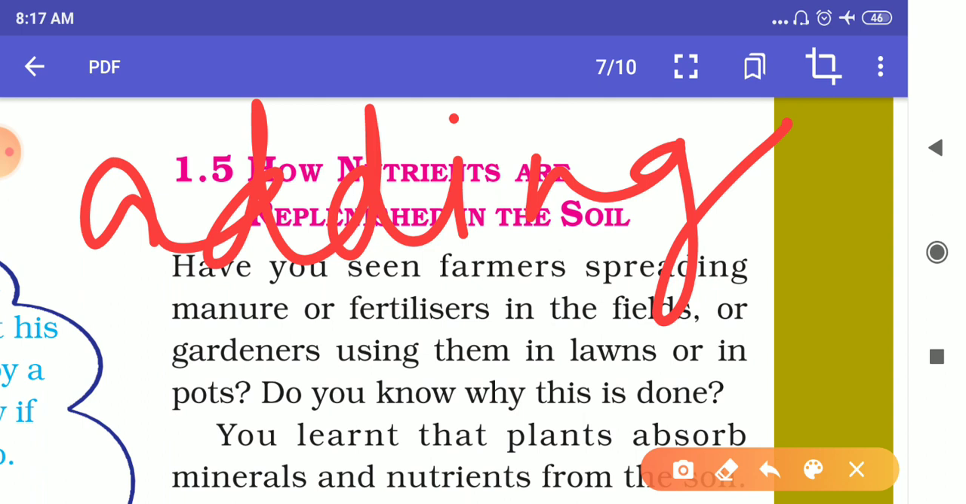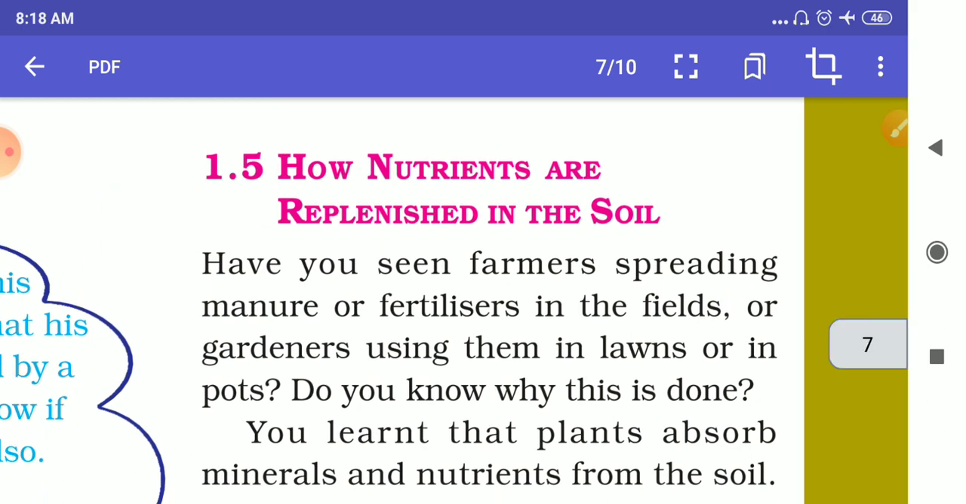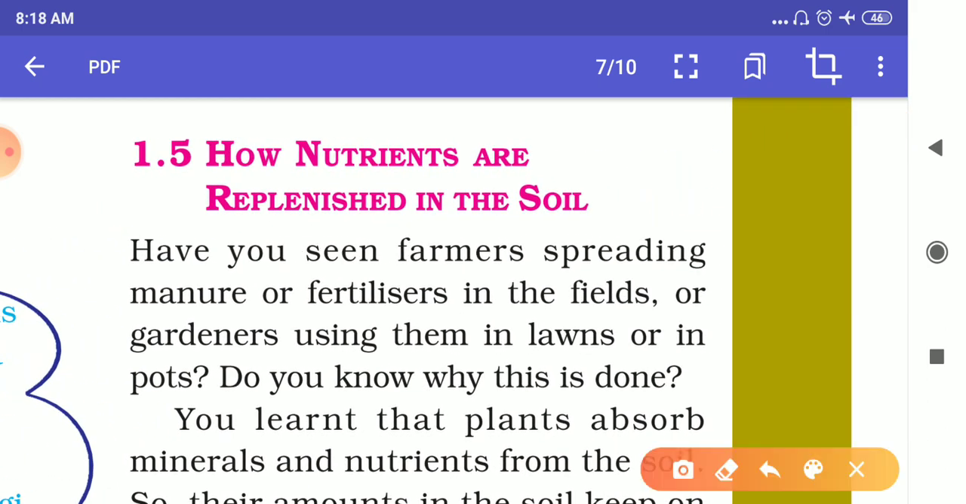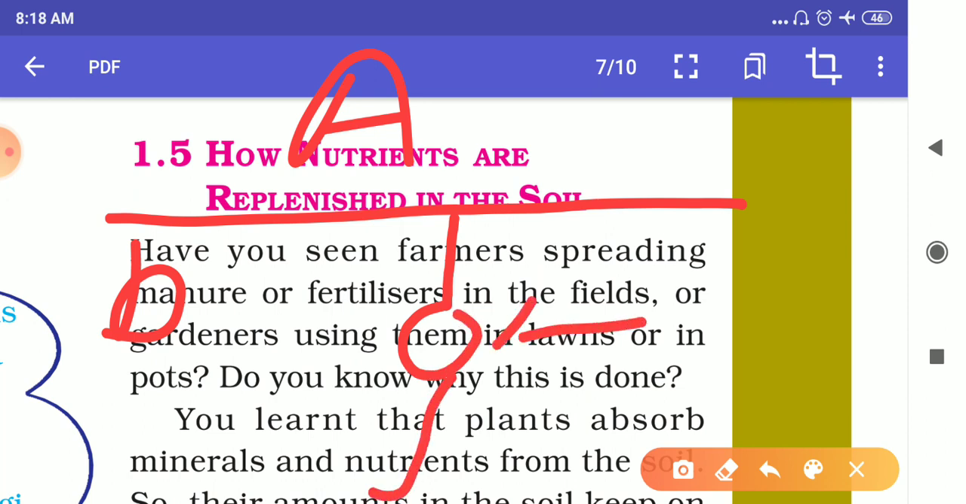The second method of replenishing the soil with nutrients is by growing leguminous crops. How does growing leguminous crops replenish the nutrients in the soil? In the earlier classes, we have discussed root nodules. What are root nodules? I will show it here. This is above the surface, this is below the surface. When roots grow in leguminous plants, the roots have structures like this. These are root nodules.